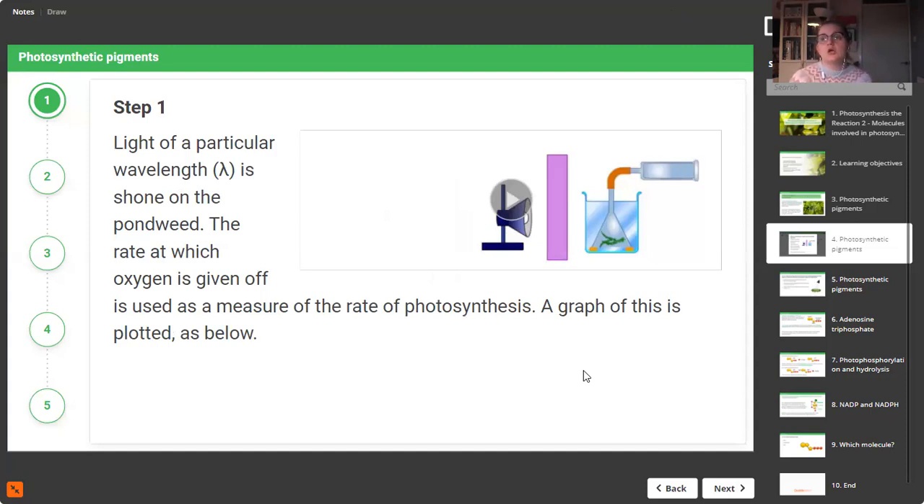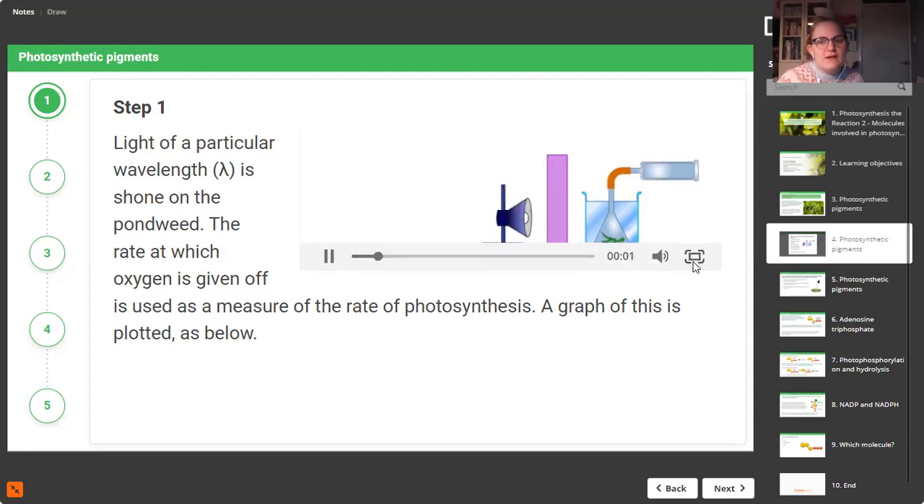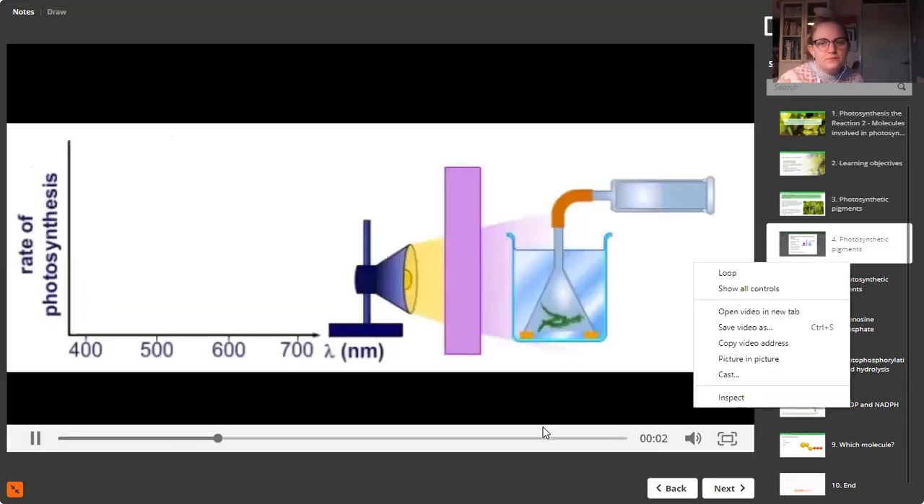We get some pondweed, put it in a beaker, put a funnel over it, and attach a gas syringe to it. As photosynthesis starts to occur, oxygen is produced. This will then cause the gas syringe to fill up, and then we can measure the rate of photosynthesis by how much volume of gas has been collected in that gas syringe. So, really basic setup of an experiment.